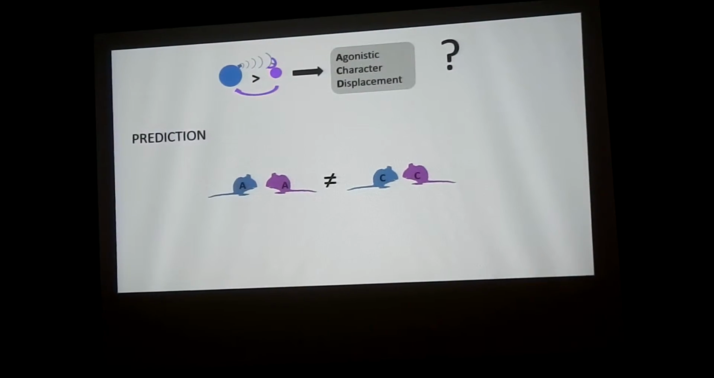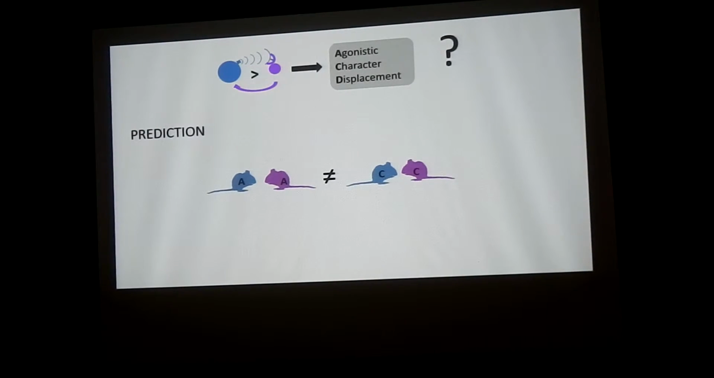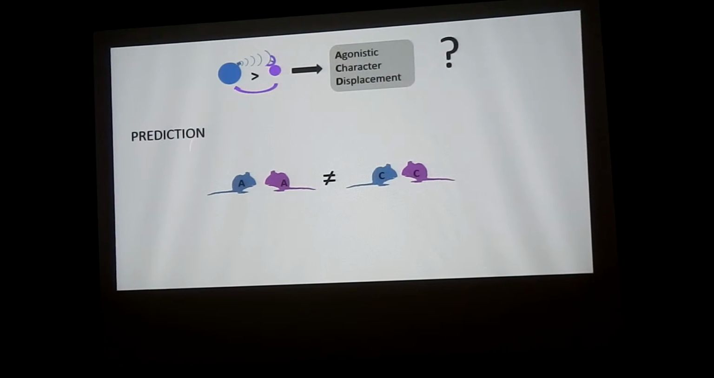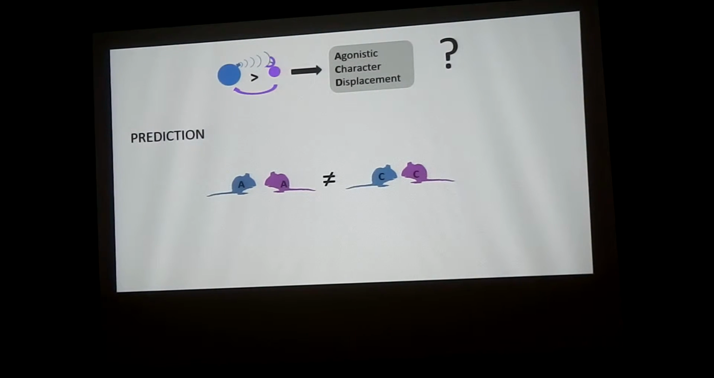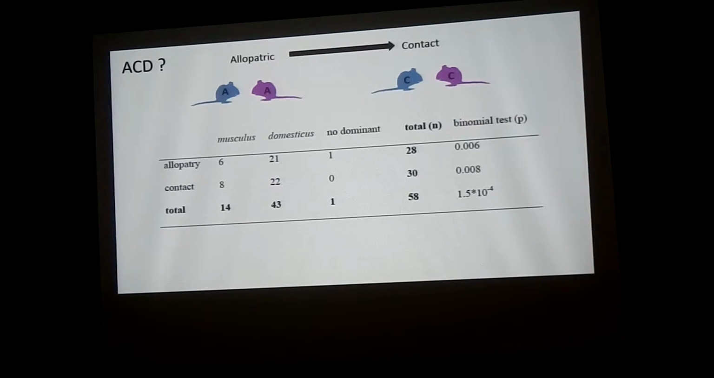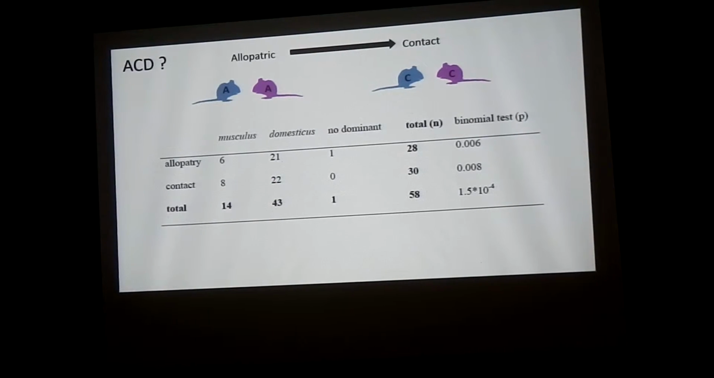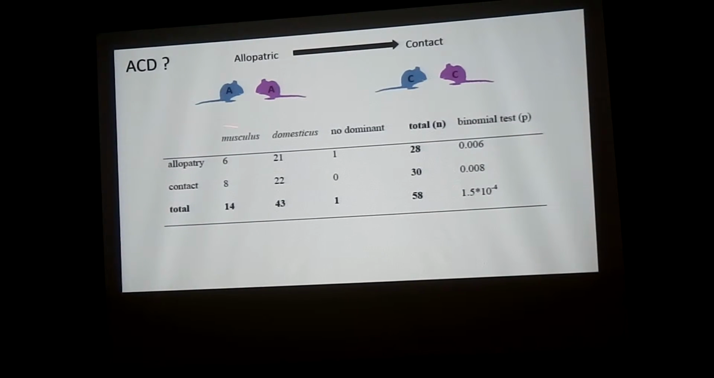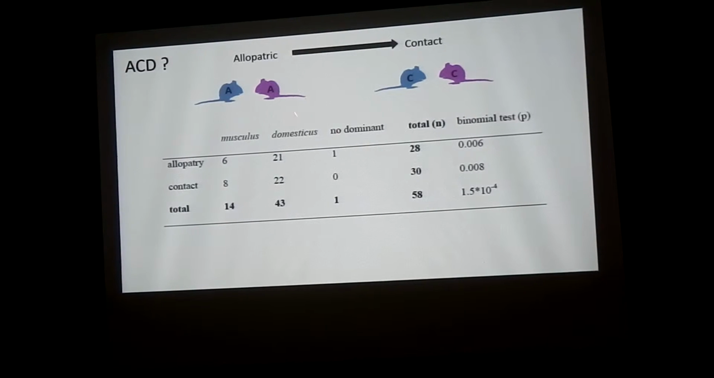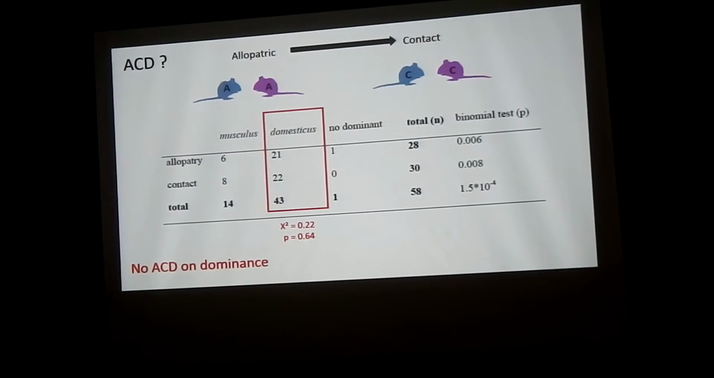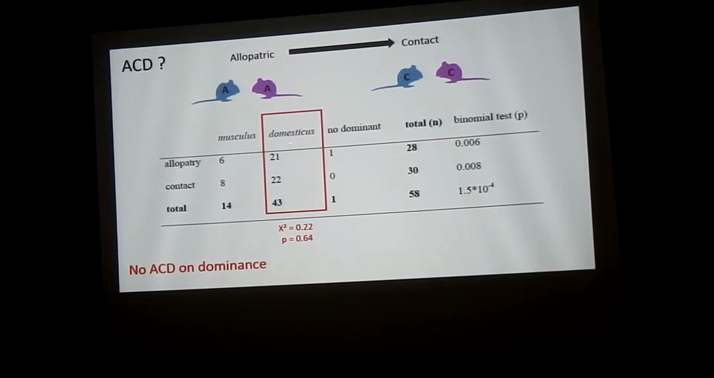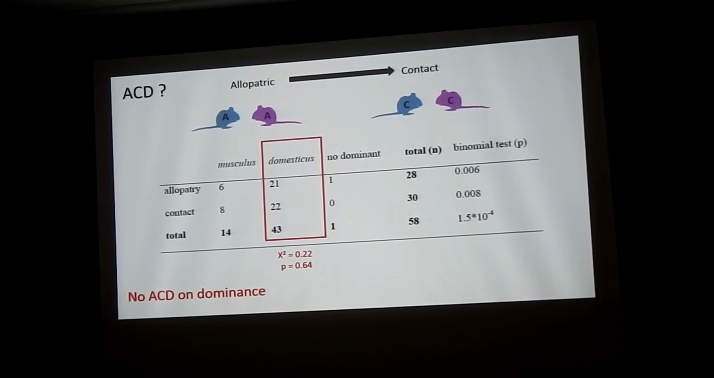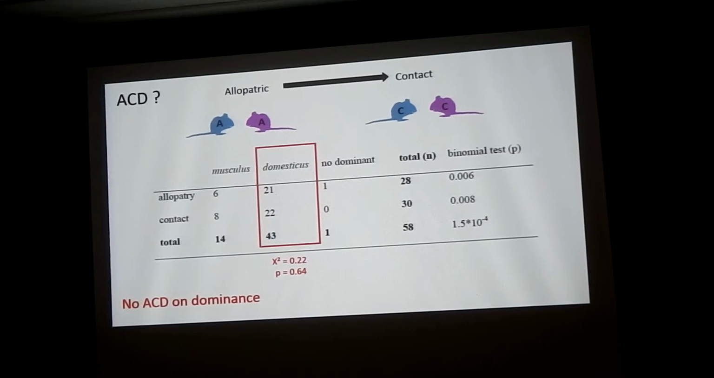So if agonistic character displacement occurred, we predicted that encounters between contact mice should give different results than encounters between allopatric mice. And what we found is that, as far as the outcome of the interaction went, domesticus significantly dominated all the encounters, and the pattern wasn't different between allopatric trials and contact trials. So we concluded that there was no agonistic character displacement, at least on dominance.